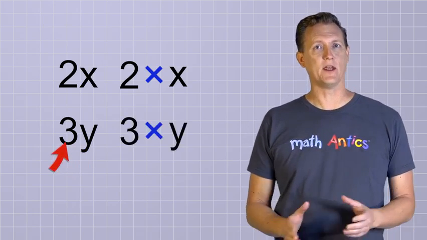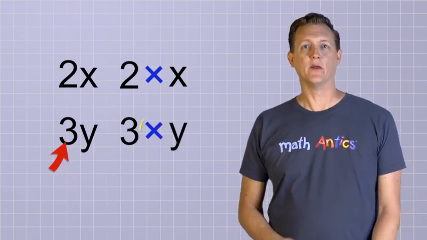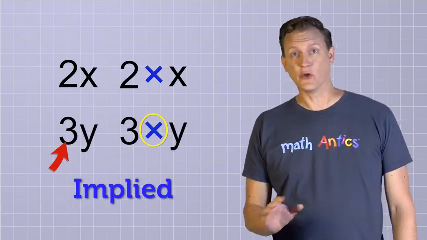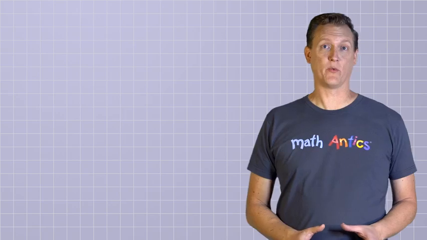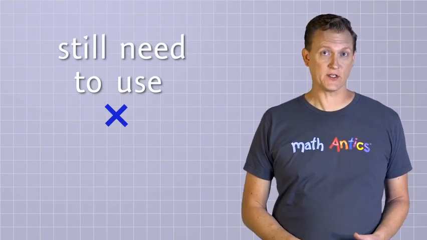Since the symbol and the number are right next to each other, the multiplication is implied. You don't have to write it down. Finally, some good news. Now I never have to write down that pesky multiplication symbol again. Oh yeah. Not so fast. There are some cases in algebra where you still need to use a multiplication symbol.